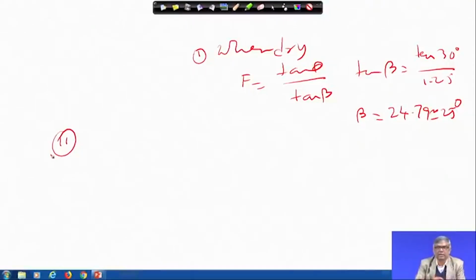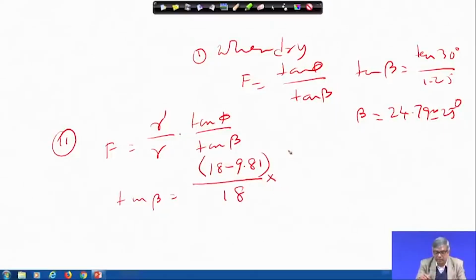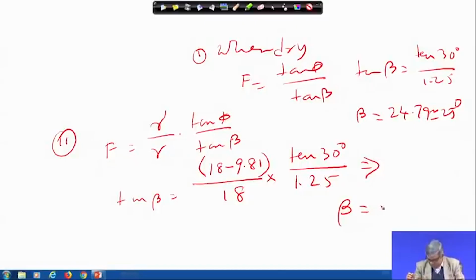And the second case is when flow is taking place parallel to the sloping surface. In that case your F equals gamma submerged by gamma multiplied by tan phi by tan beta. If I do that, then tan beta will be equal to gamma submerged, where 18 is the unit weight given and water is 9.81, divided by 18, multiplied by tan phi, with phi being 30 degrees, divided by the factor of safety 1.25. This value gives you beta equal to 11.86, that means approximately 12 degrees.